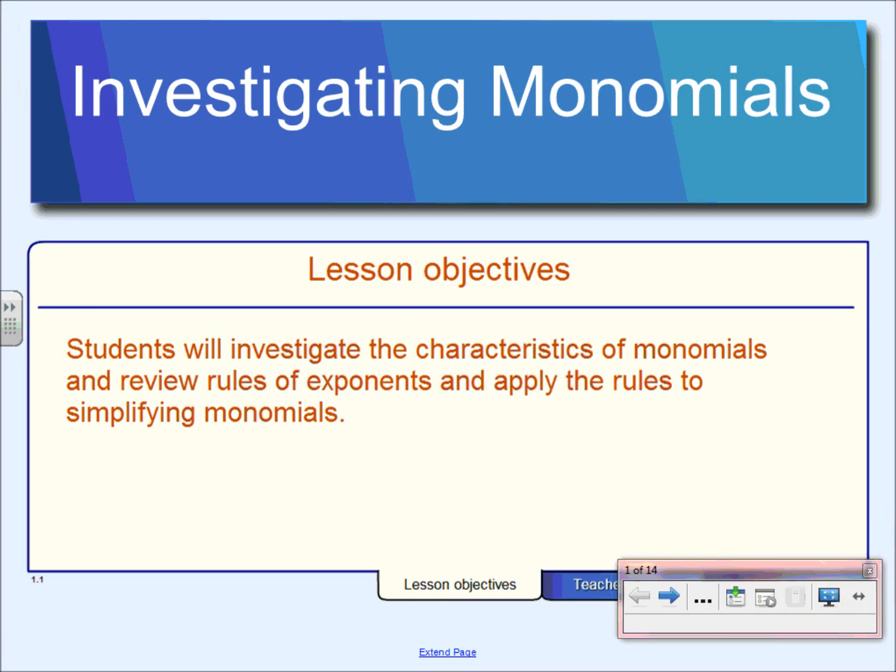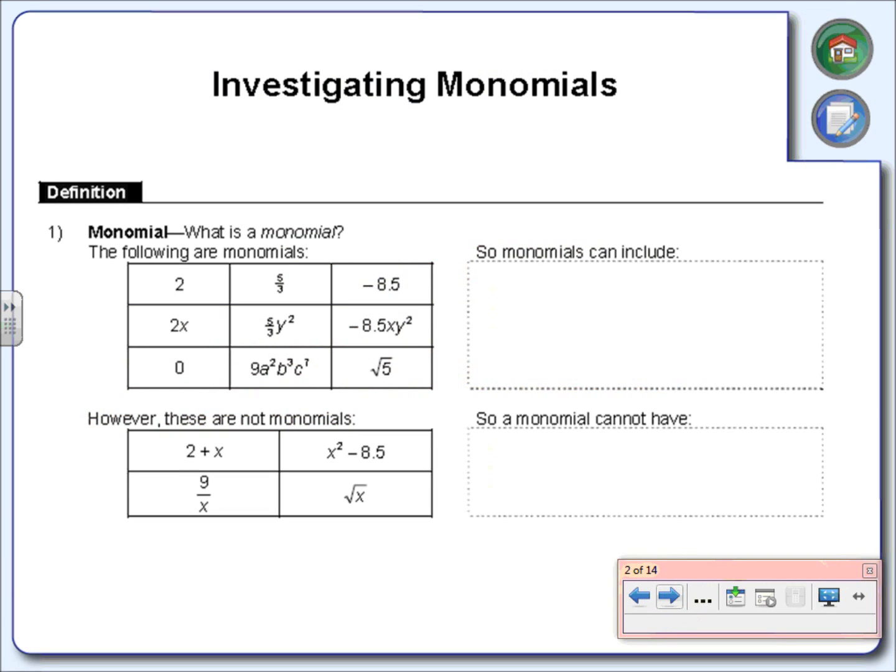All right, investigating monomials. Students will investigate the characteristics of monomials and review, keyword there, review some rules of exponents and apply those rules to simplify monomials. So a lot of the stuff that we're going over today is still a review of your Algebra 1 skills. A lot of stuff that you'll hear is stuff that you guys should already know, okay?